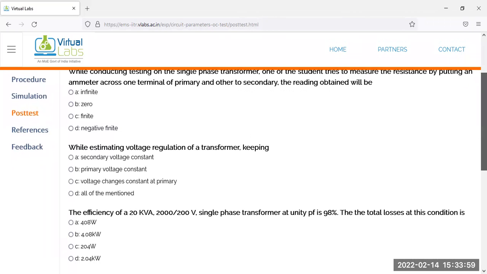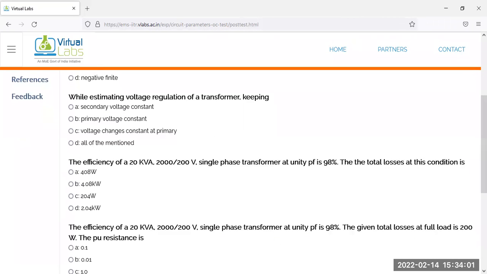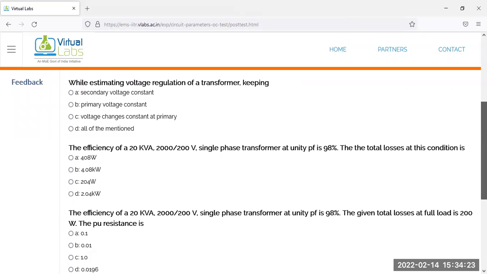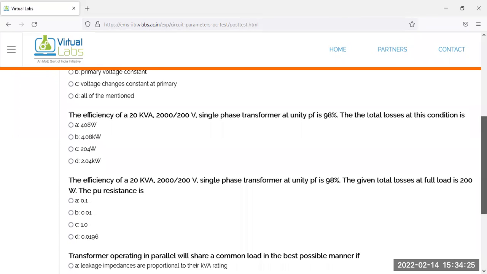So go through this question and practice how you can do it after the test. Some problems are given here for calculation purposes. For a single phase transformer at unity power factor, the efficiency is given as 98%. The total losses in this connection are how much? So you have to practice this numerical after performing this test.